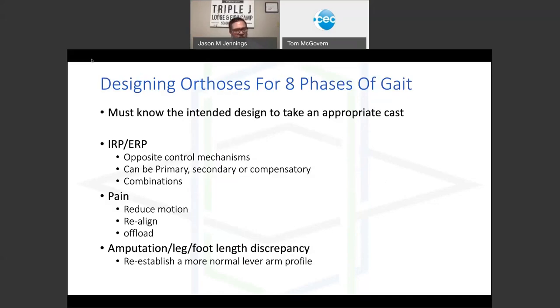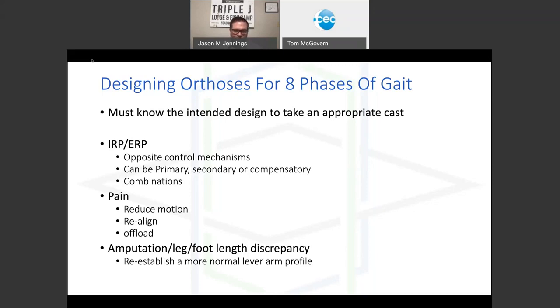So now we're kind of moving on to the casting stage. I think it's super important to understand that when we take a cast, we don't just take a cast, we're taking a cast for a specific reason. We're trying to control that primary position when the patient has weight on their limb. So if your patient has an IRP pattern, the casting technique is going to be different than if they have an ERP pattern, because the control mechanisms are opposite.